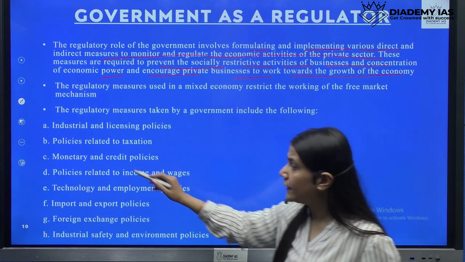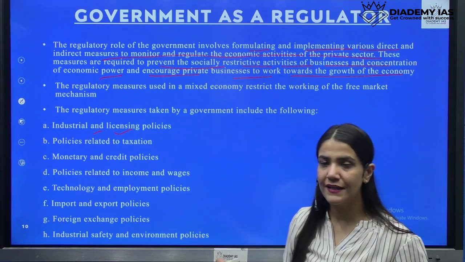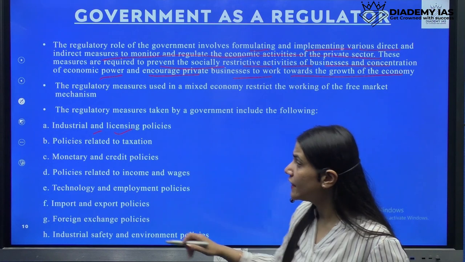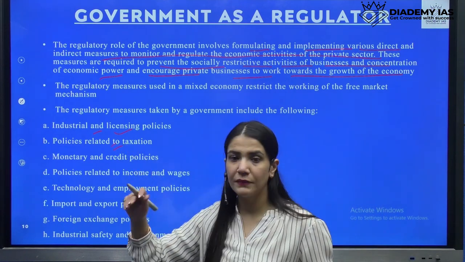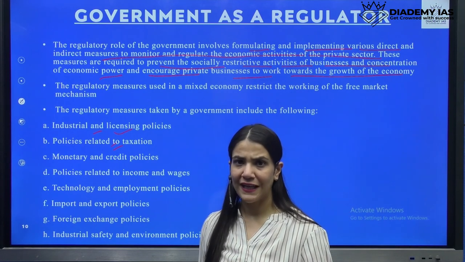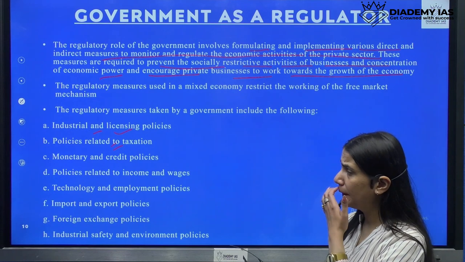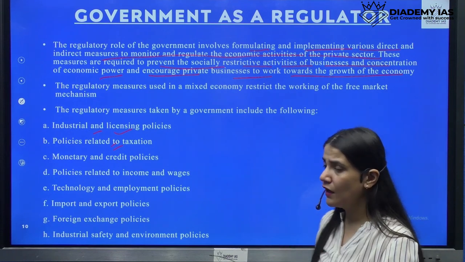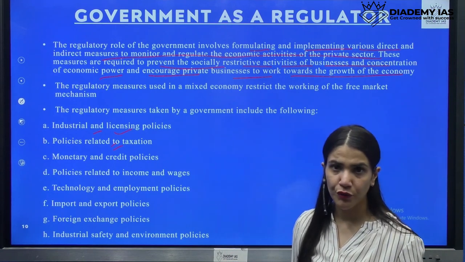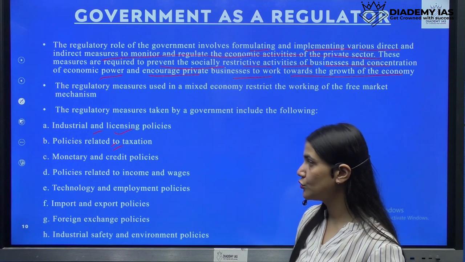It begins with the industrial and licensing policies. The government makes sure that a standardized license to run a smooth business is definitely considered. Then the policy related to taxation, sometimes there is a consideration of the income tax slab depending upon the kind of business. So that is also considered here. Then there is monetary and credit policy: the amount of capital investment and the way this capital is going to be flowing throughout the business plays a very crucial role here.